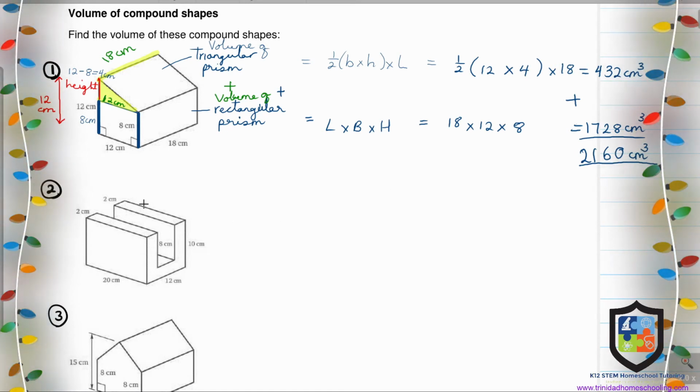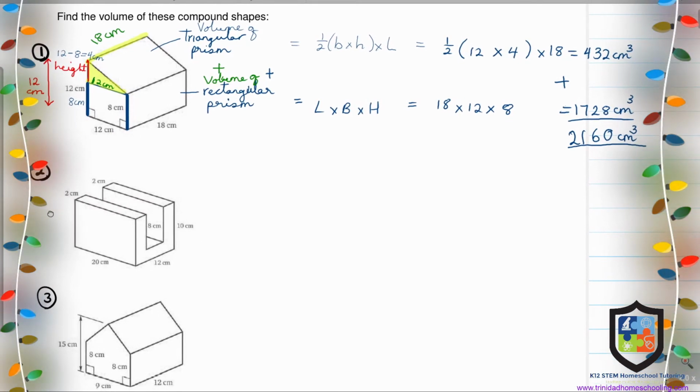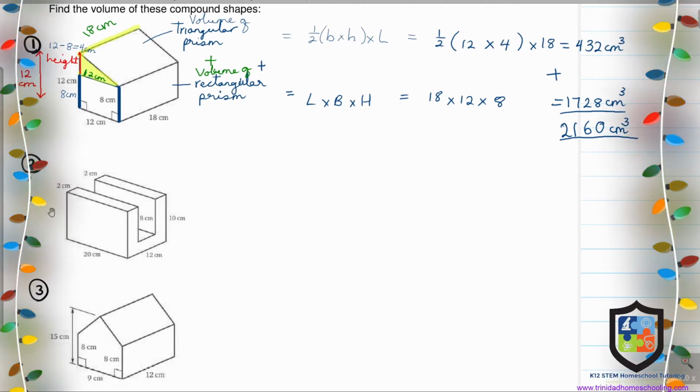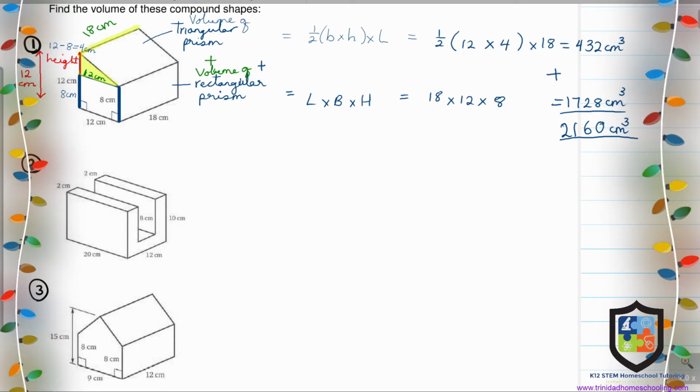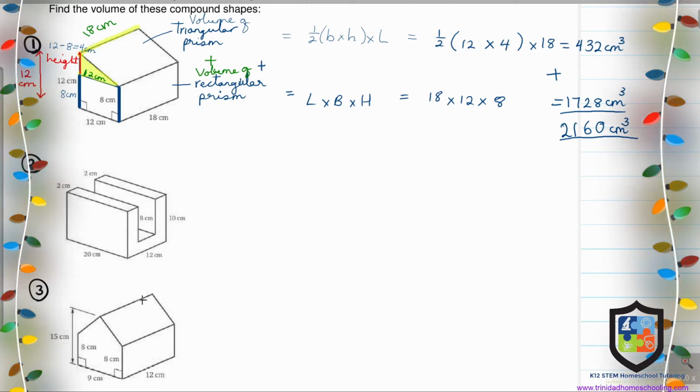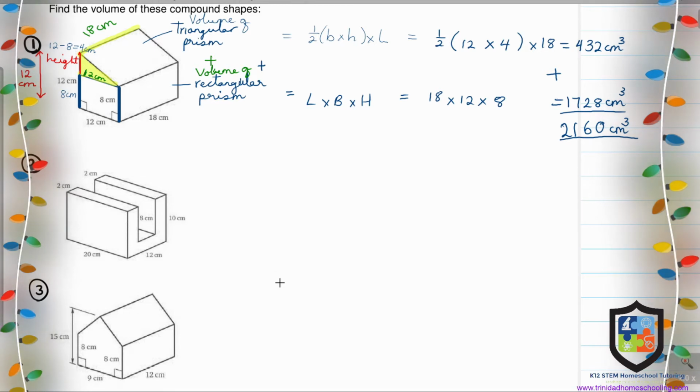Alright, so let's look at number 2. You could pause the video and try the shape at any point during the explanation and try them yourself. Now let's look at number 2. What prisms did we learn that could help us figure out the complete volume of the shape? Well, we could see that if we split this shape here and this shape here, we would have 3 shapes.